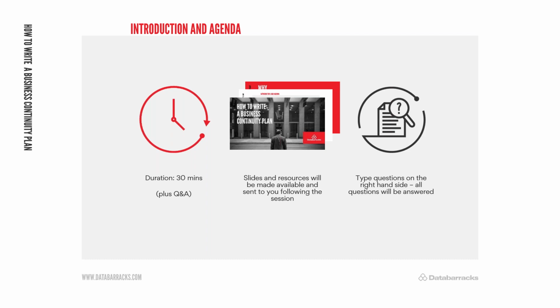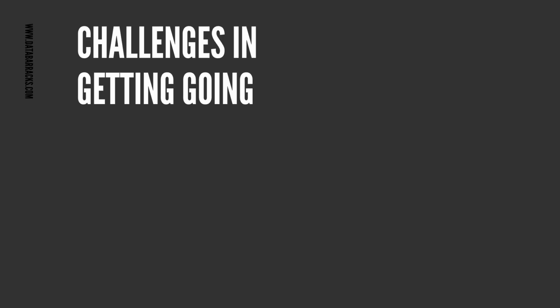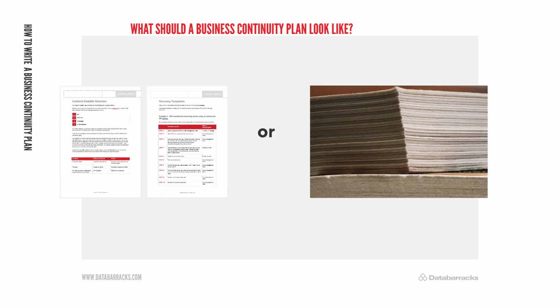And what I want to talk about to start with, when discussing how to write a business continuity plan, is really to think about some of the challenges that people face initially in trying to get going. So today is really about the whole process of BC planning and getting to the point where you've got a business continuity plan, but that involves more than just jumping straight to putting pen to paper.